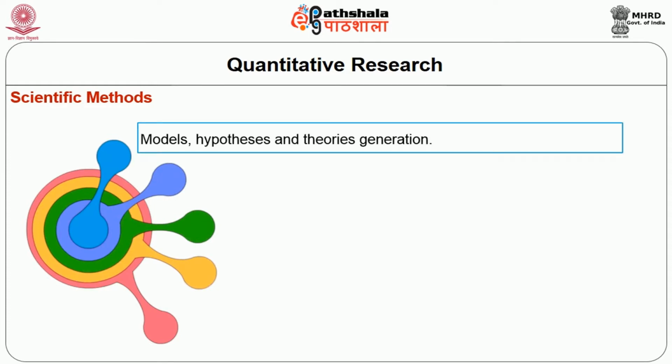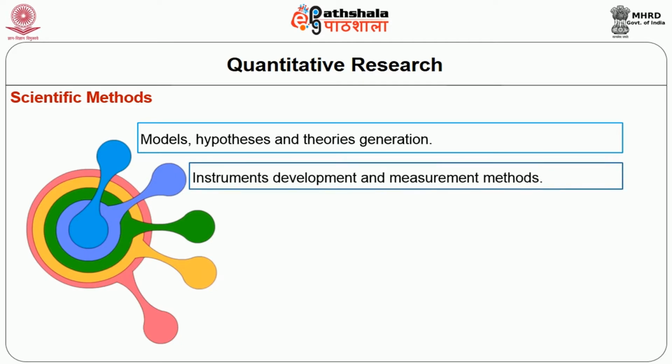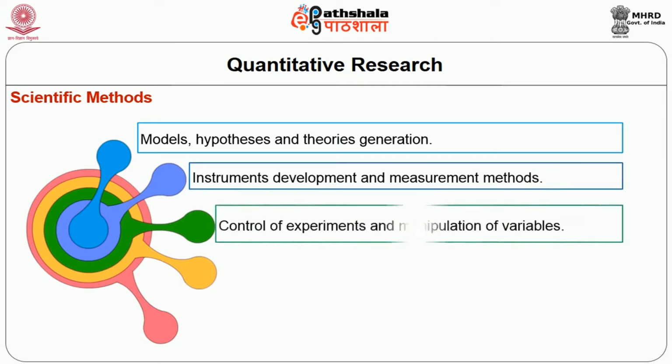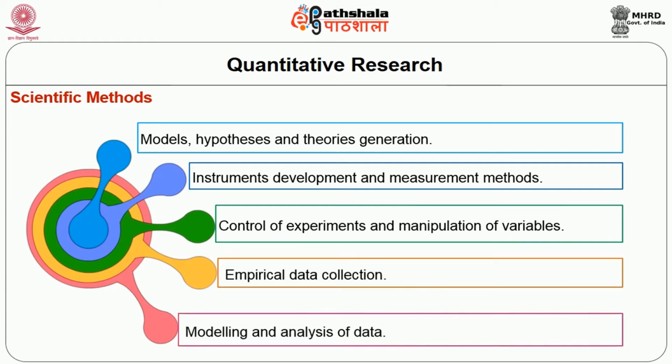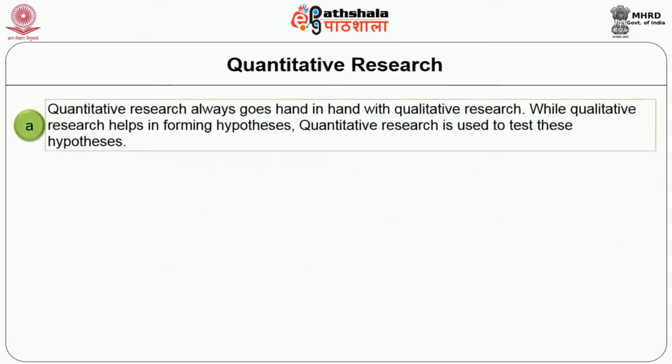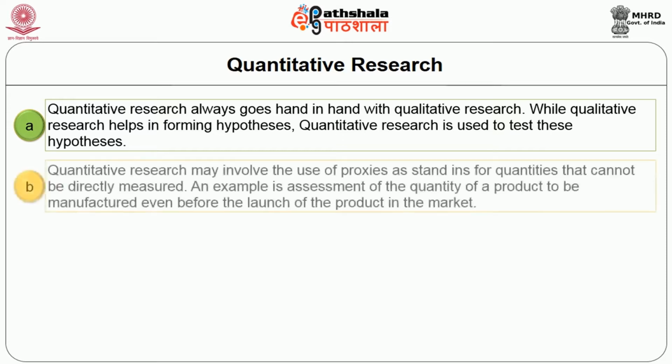Models, hypothesis, and theories generation, instruments development and measurement methods, control of experiments and manipulation of variables, empirical data collection, modeling and analysis of data. Quantitative research always goes hand in hand with qualitative research. While qualitative research helps in forming hypotheses, quantitative research is used to test these hypotheses.